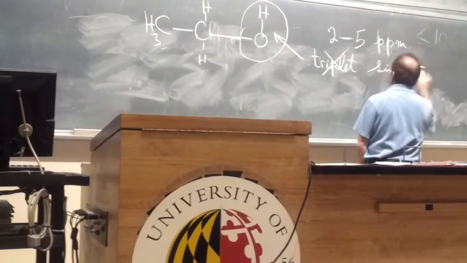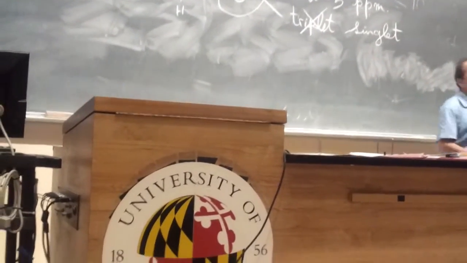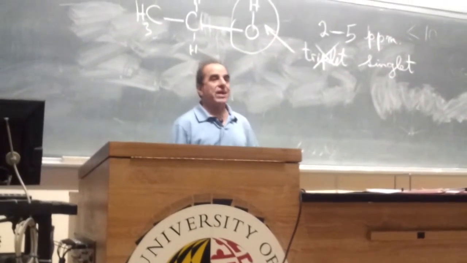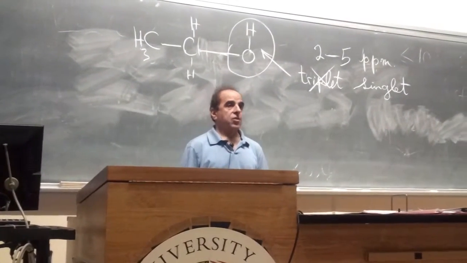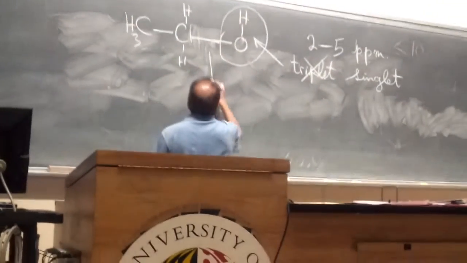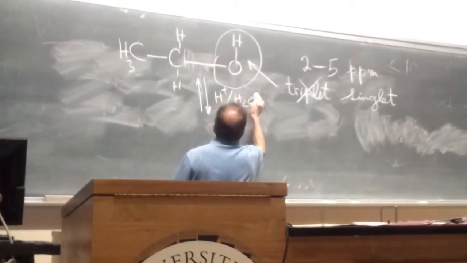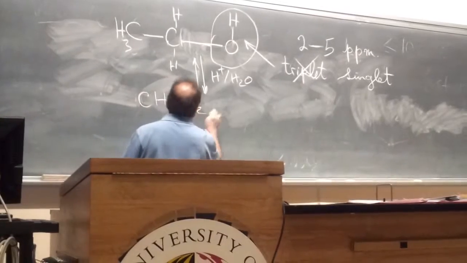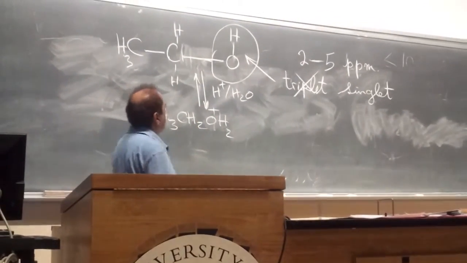The reason for that is because the solution that you do NMR in is CDCl3, and it contains trace amounts of acid. That's how chloroform is actually synthesized. So when you have acid, usually in water, you have an equilibrium, and this equilibrium gives you CH3CH2OH2 plus. And this goes back and forth because of this exchange.